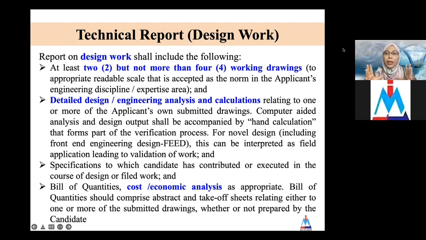You can highlight the one that you do. But the easiest one is to do a cost estimation of your work, rather than the BQ. Now, normally BQ akan ada orang lain yang buat, right? So cost estimation is amplified what you do, so it's easier for the panel of assessors to look into and to match what you have designed and what the cost estimation involved is. Okay.